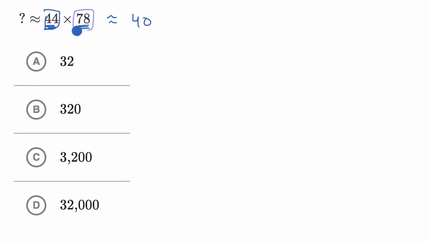And then 78, I could say, hey, that's pretty close to 80. And so I could say this is roughly equal to 40 times 80. And this is pretty straightforward. Some of you might already recognize that 4 times 8 is 32. And then we have 4 tens, and then we have 8 tens. So it would be 4 times 8 times 10 twice.